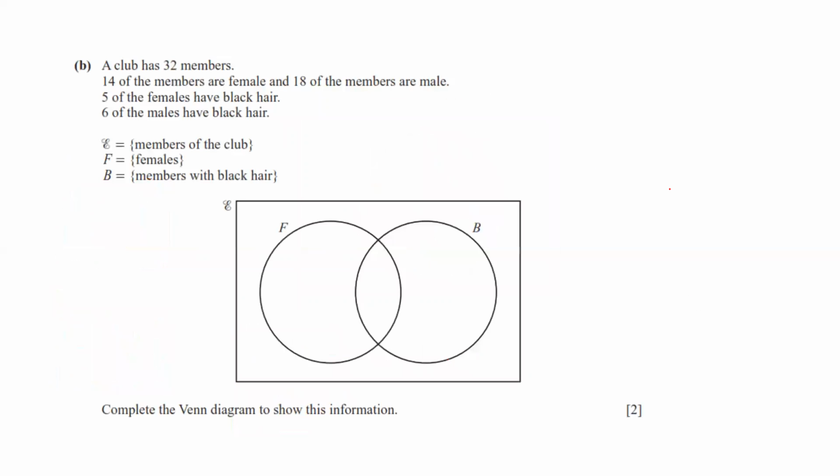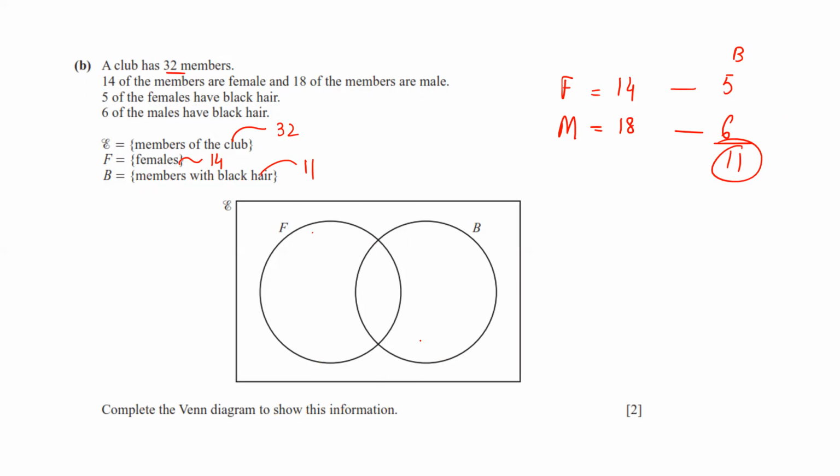Okay, then moving ahead, it says a club has 32 members. So there are a total of 32 members. 14 members are female, so females are 14. 18 members are male. 5 of the females have black hair, so 5 with black hair. 6 of the males have black hair. So the total number of members with black hair is 11. Complete the Venn diagram to show this information.